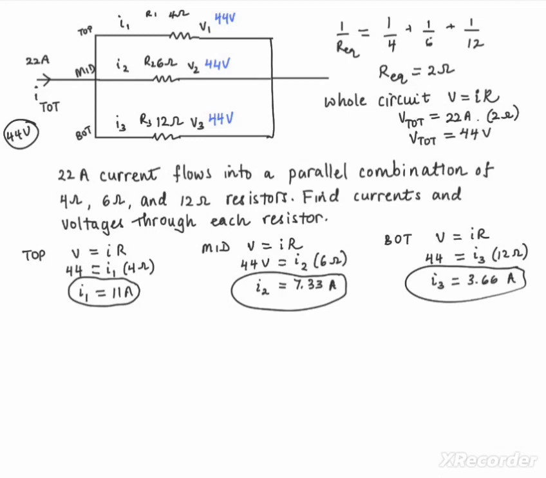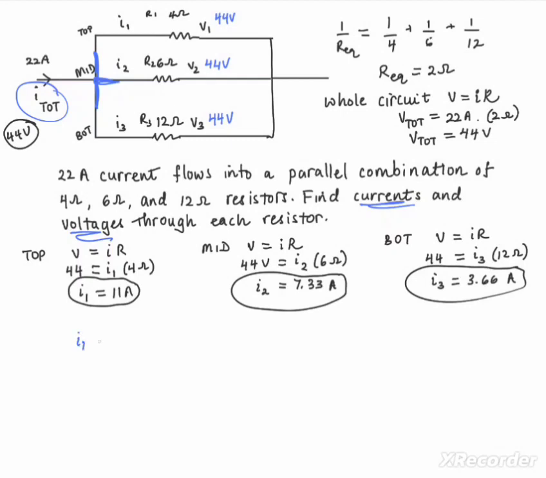So these are the currents that we found through each resistor, and the voltage through each resistor is 44 for each one. Now to double check, we know that I total branches out here to I1, to I2, and to I3. So it is like water flowing through a pipe. So if we add I1, I2, I3, what should we get? We should get our I total.